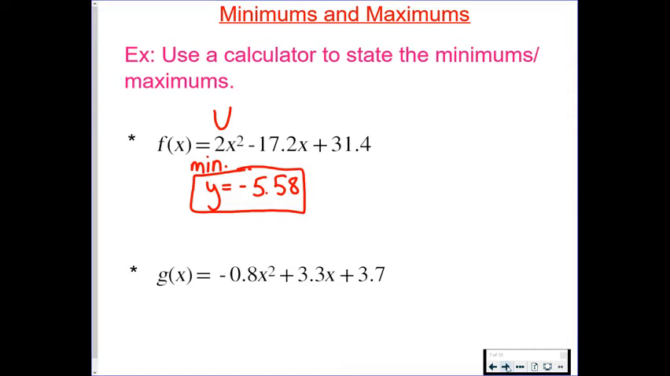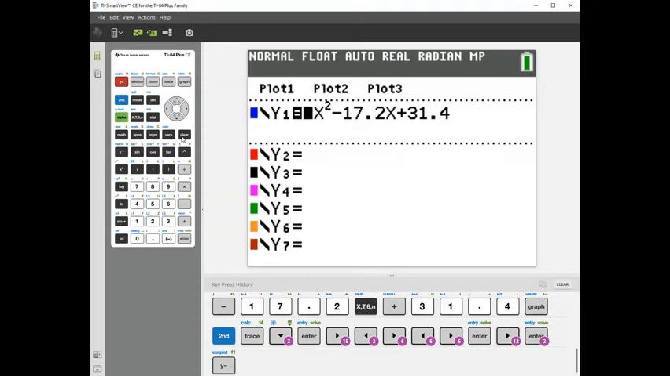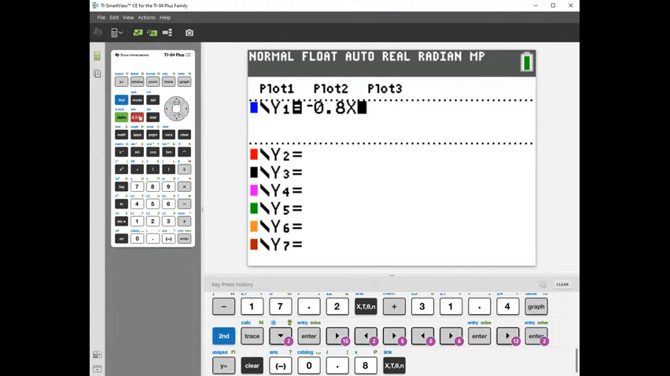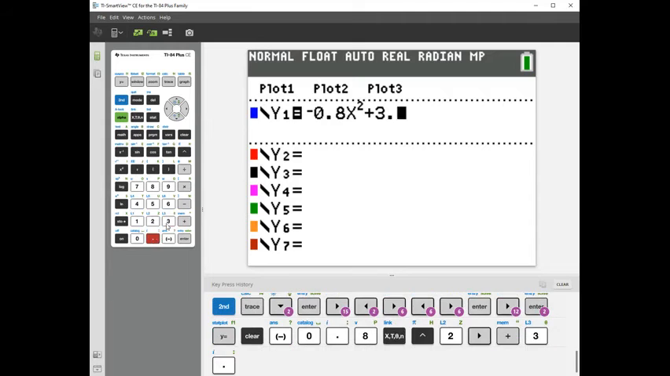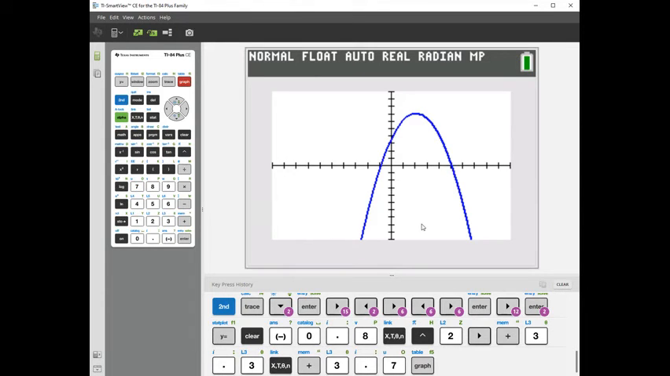Next one, g of x. Let's go type that one into the calculator. Exact same thing. Clear out the previous function and we'll type in the new one. Negative 0.8x squared, arrow over, plus 3.3x plus 3.7. And then we're going to hit the graph key, and there's a picture of our graph.